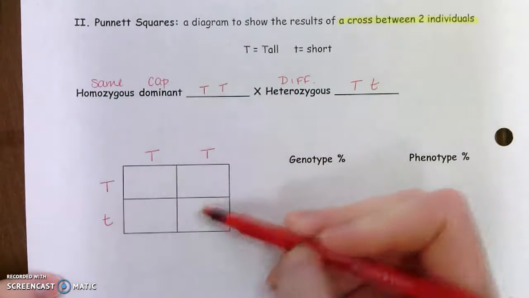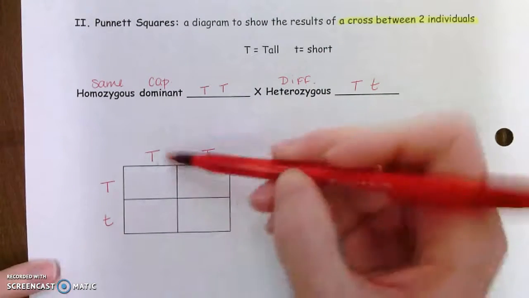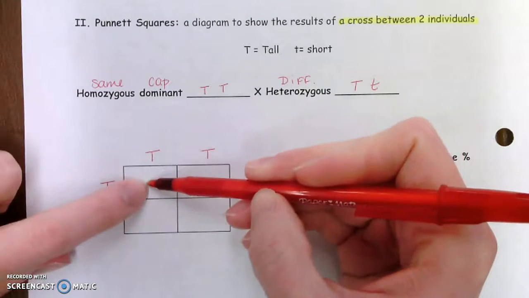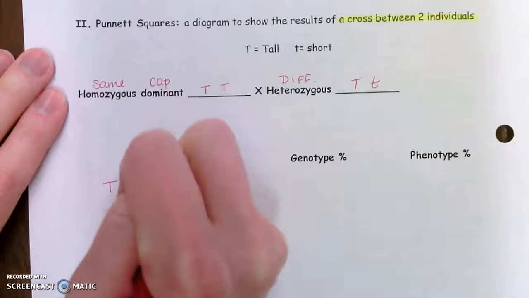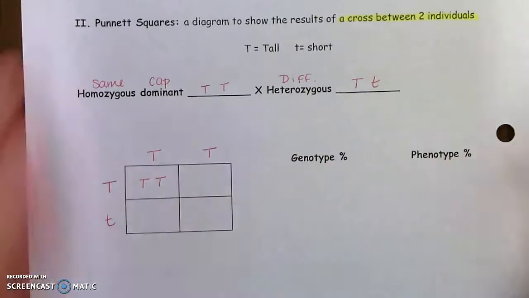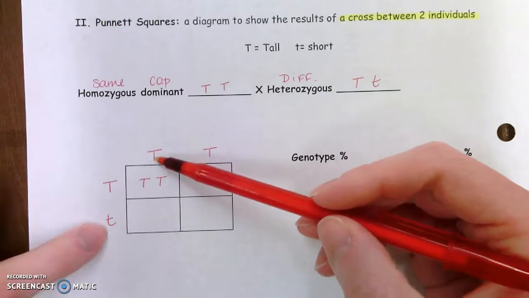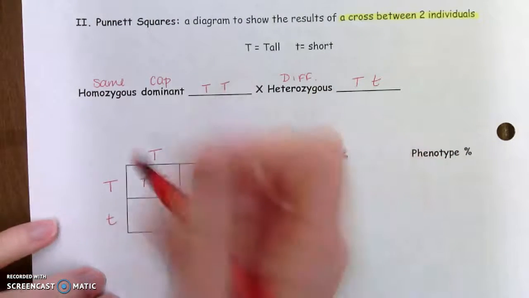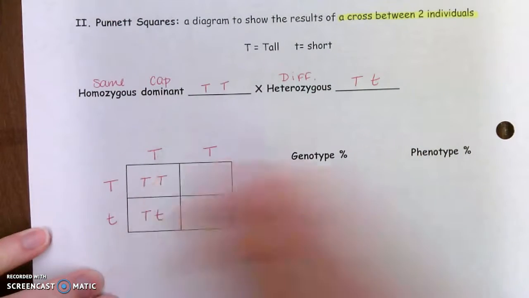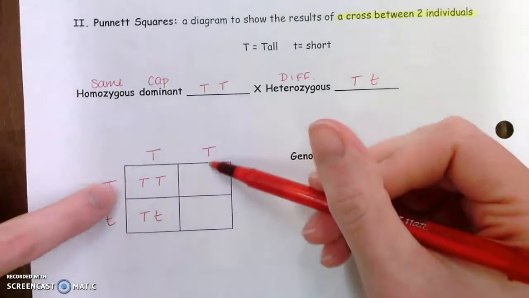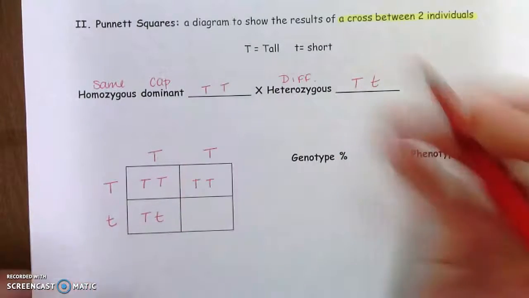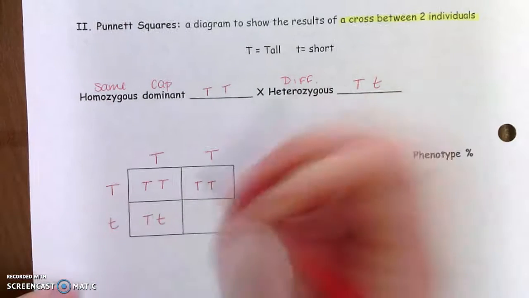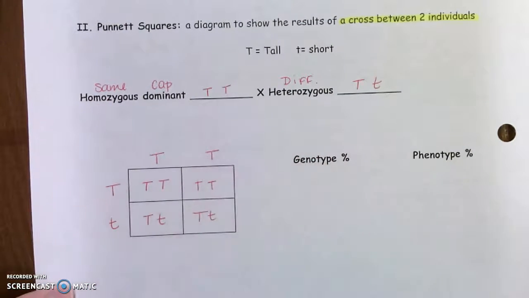To fill in the Punnett square, you need to basically figure out where these 2 letters would intersect. So these capital T would intersect here. These 2 letters would intersect here. So we do a capital T, lowercase t. These 2 letters would intersect here. And these 2 letters, capital T, lowercase t, would intersect there.